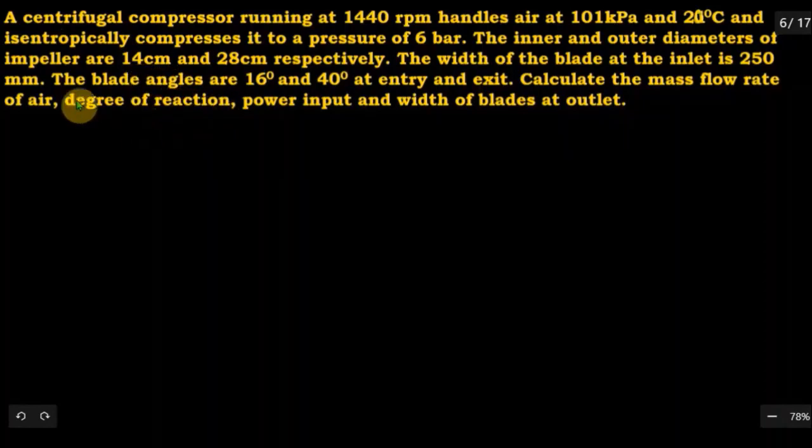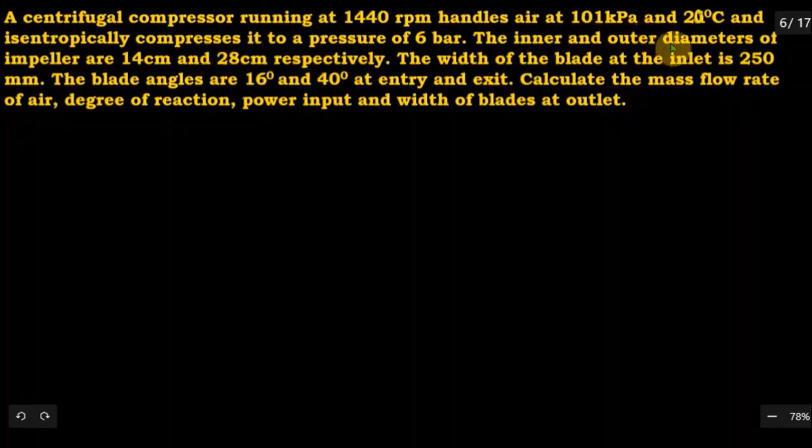We will discuss. The problem is this: a centrifugal compressor running at 1440 rpm, that is the rotational speed N in rpm, handles air at 101 kilopascal, that is inlet static pressure, and 20 degrees Celsius, that is inlet static temperature, and isentropically compresses it to a pressure of 6 bar. So the pressure of compressed air coming out of the compressor is 6 bar. Isentropically compresses, so we need to consider isentropic compression, an ideal case.